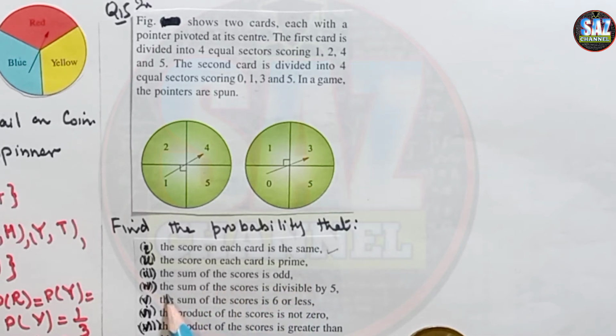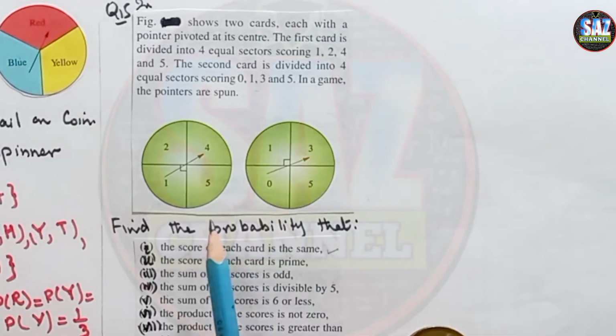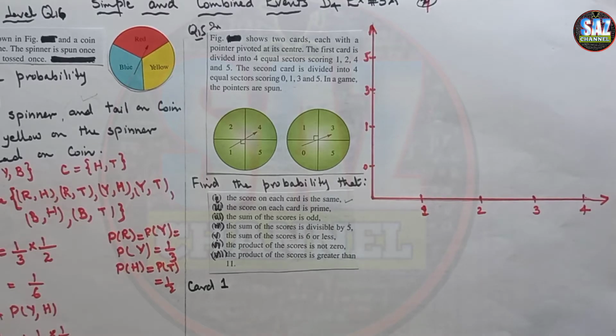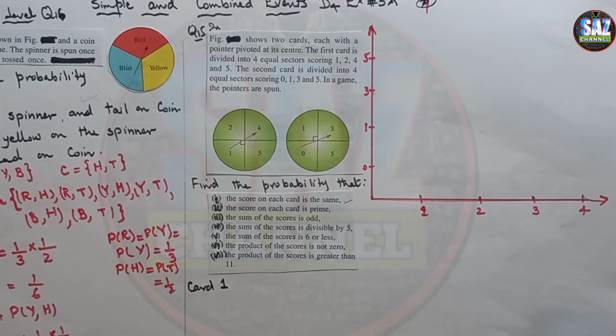The next is sum of the scores is divisible by 5. The sum of the scores is 6 or less, and the product of the scores is not 0, and the product of the scores is greater than 11. Okay, in this question we have to use these two spinners. The question does not say whether we have to go with the sample space or possibility diagram or the tree diagram, so it's your choice. I will be preferring the possibility diagram.